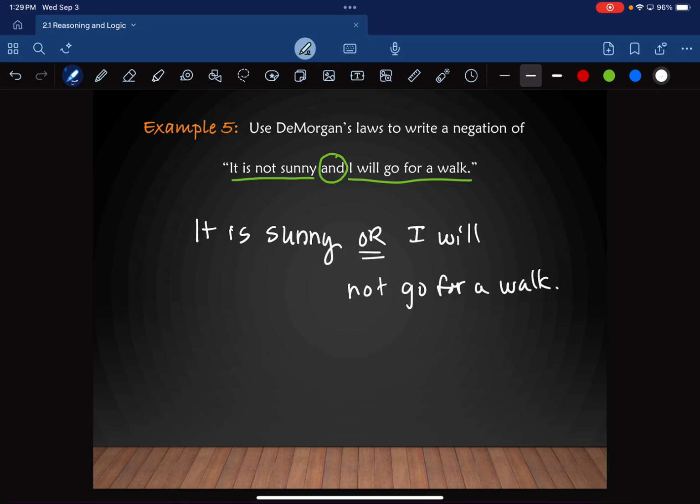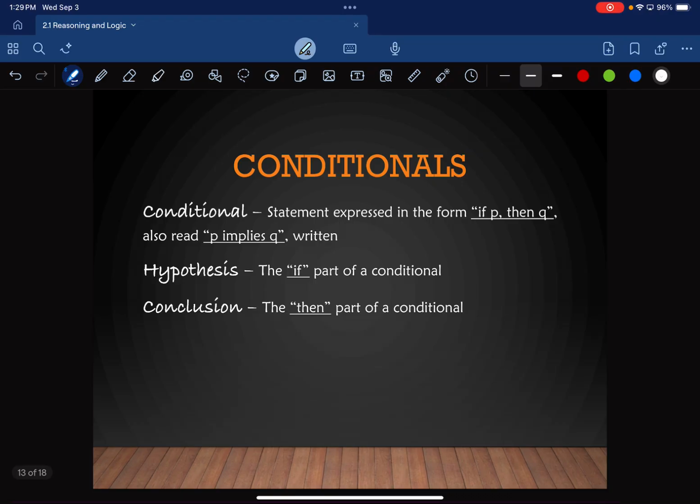All right, so the last thing we're going to be looking at then is called conditionals. They're also called implications if you'd like to write that down. A conditional is a statement that's expressed in the form if P, then Q. You can also read it P implies Q. And the notation for that is an arrow. And you can kind of see from that notation why P implies Q works nicely. You sort of read the arrow as the word implies and go from left to right, that sort of thing.